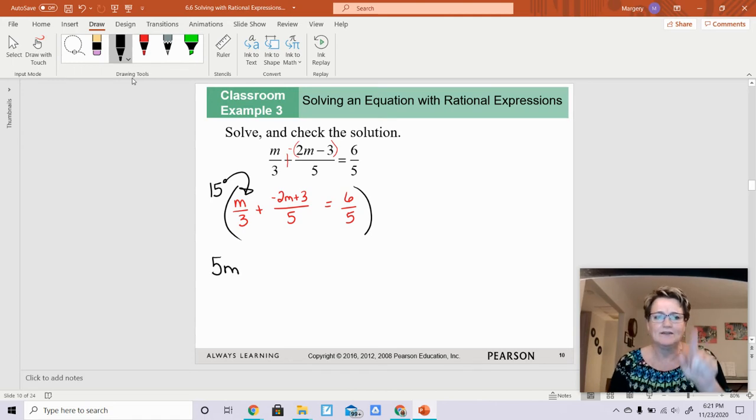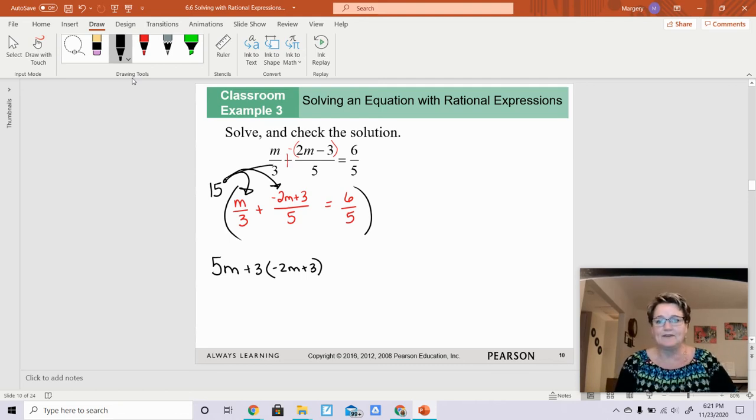Let me just make sure. 15 divided by 3 is 5. 5 times m is 5m. Now I'm going to take the 15 and multiply it by here. 15 divided by 5 is 3. I'm going to take that 3 and multiply it by negative 2m plus 3. I will actually distribute it later. Now I'm going to take that 15 and multiply it by here. 15 divided by 5 is 3. 3 times 6 is 18.